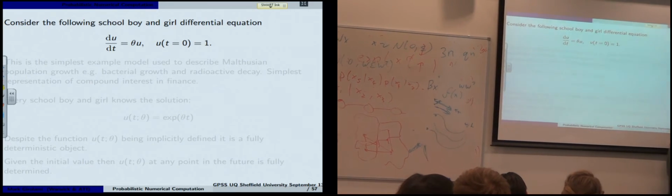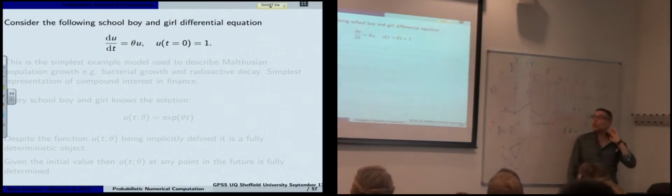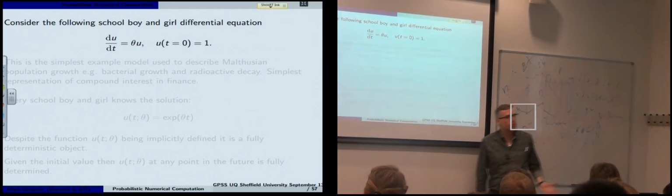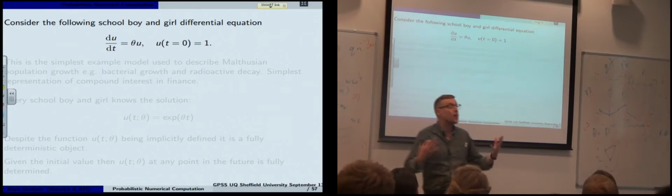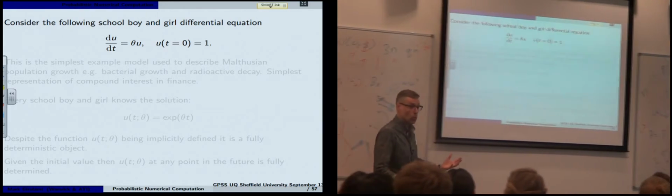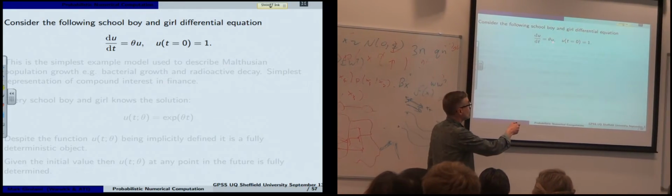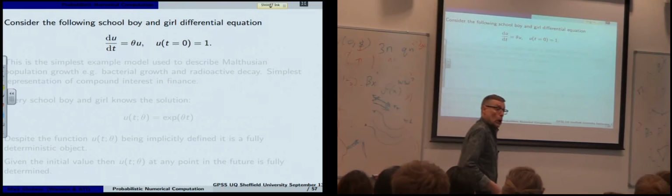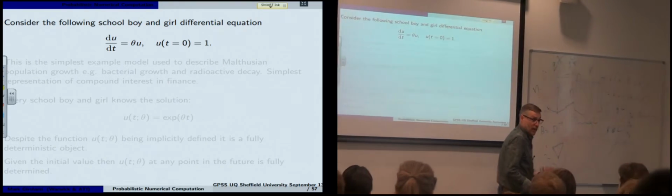For those of you who are in machine learning, you could think of this as a latent variable problem. It's an infinite dimensional latent variable problem. We've got an infinite dimensional object u, a function. It's implicitly defined, it's latent.